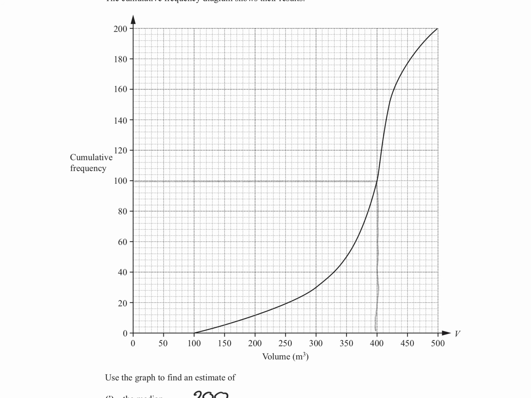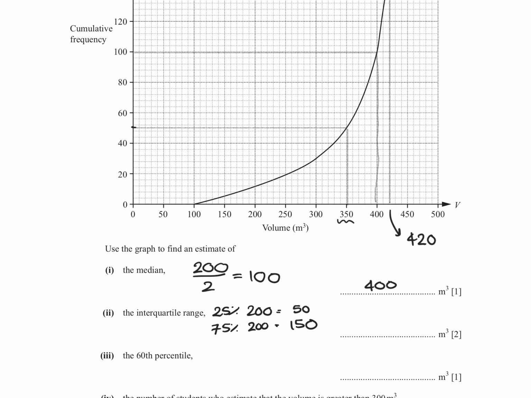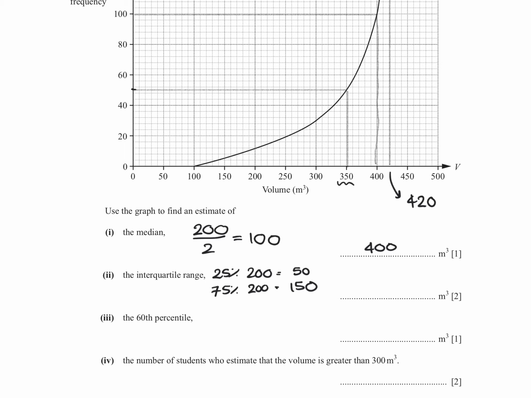So we go back to our graph, find 150, which should be around here, and 50, which should be around here, and draw some lines. The 150th person corresponds to 420, and the 50th person corresponds to 350. Therefore, the interquartile range is the difference between the two. So interquartile range is 420 minus 350, which equals 70.